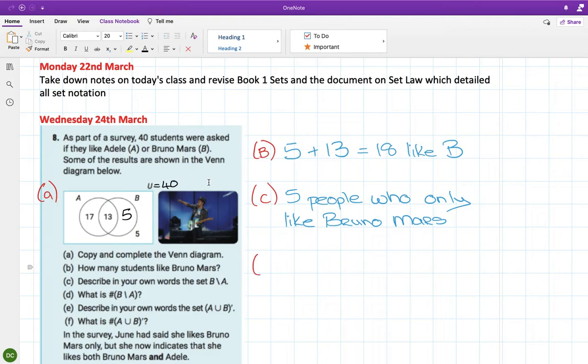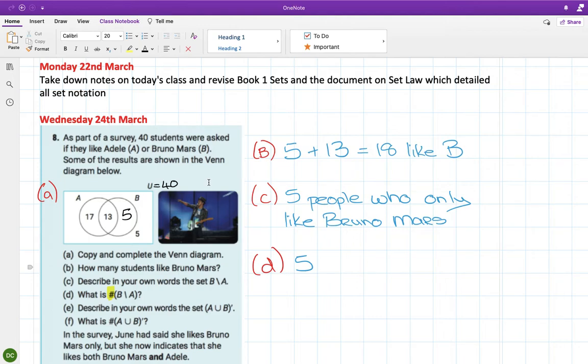Part D. Remember this hashtag symbol? It is the cardinal number of B less A. So we've done that. It's 5. Yeah, they're the 5 people.